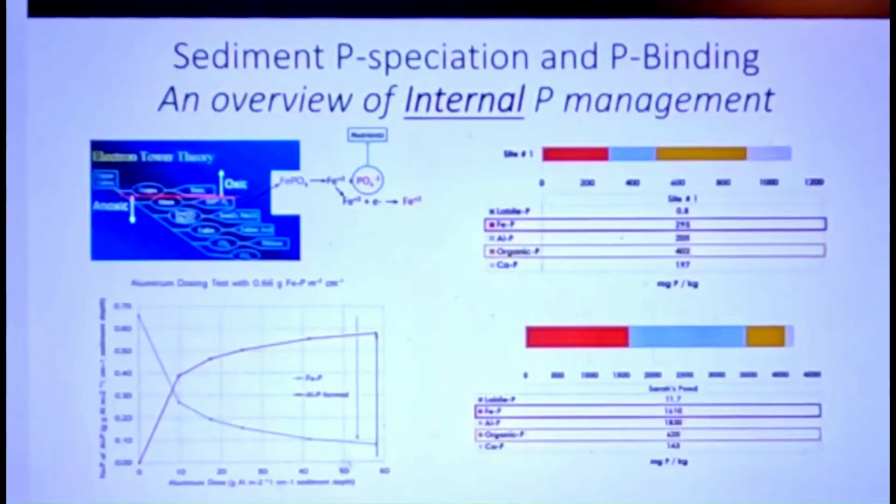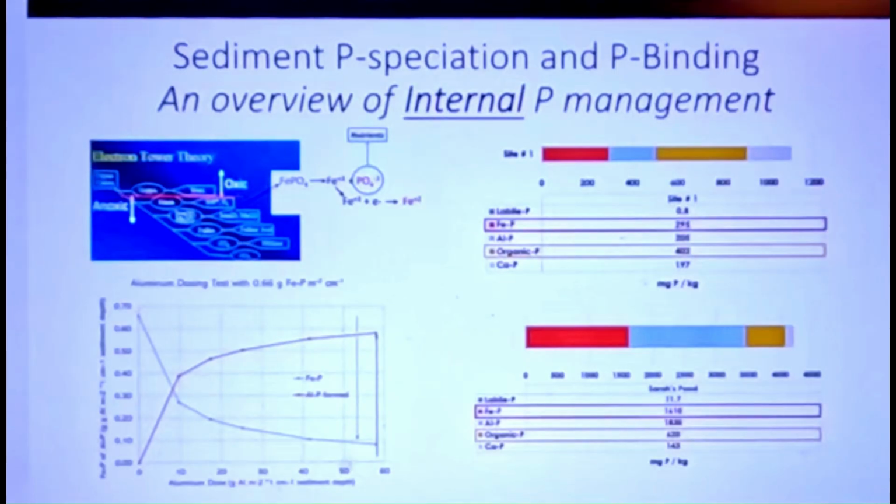But the one thing I want you to realize is that when it comes to phosphorus speciation, it's the organic-bound fraction that is the wild card. If you have a lot of organic-bound phosphorus, that doesn't necessarily benefit a phosphorus management strategy, because phosphorus management is only related to the iron-bound fraction.